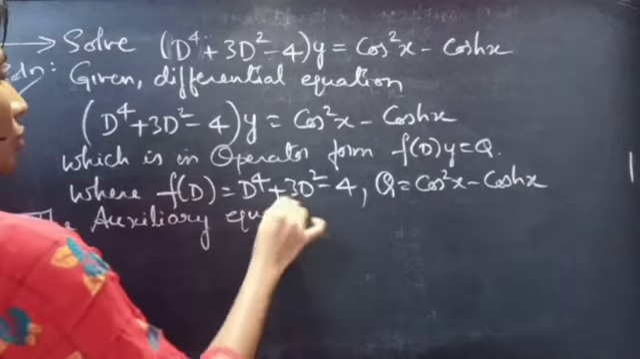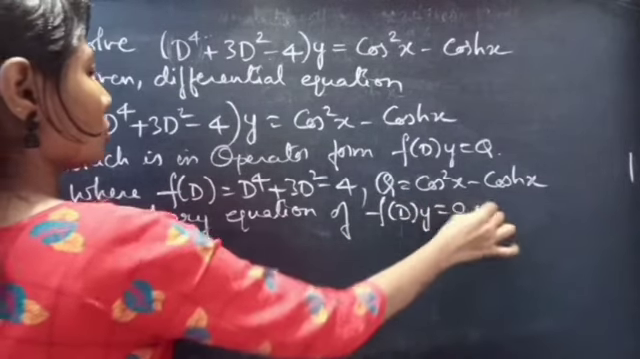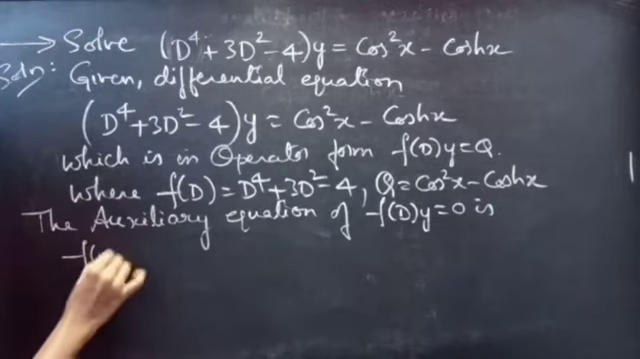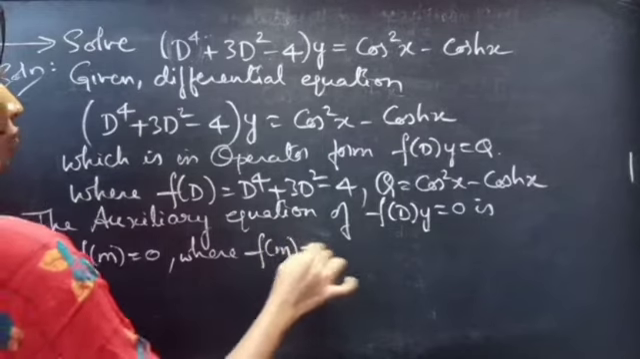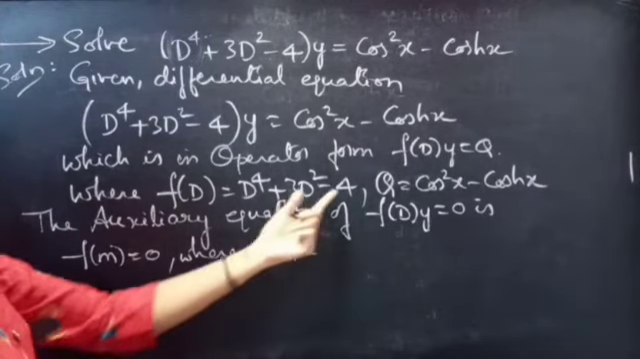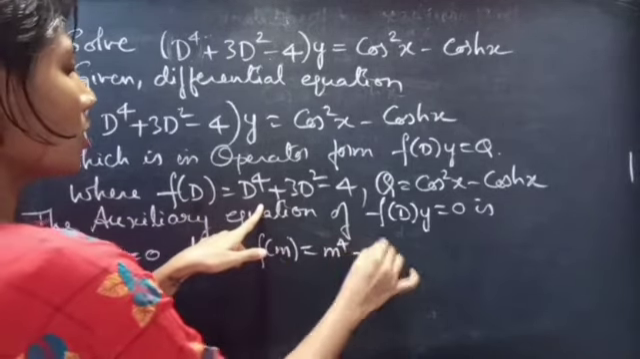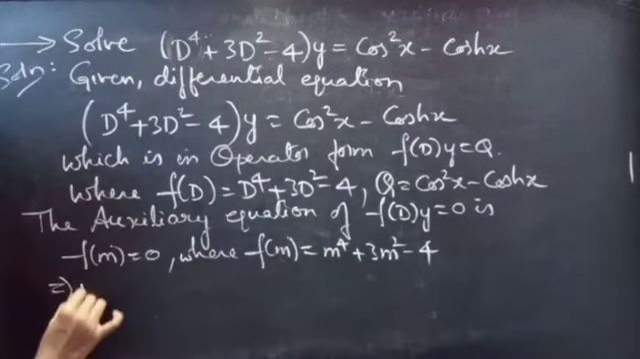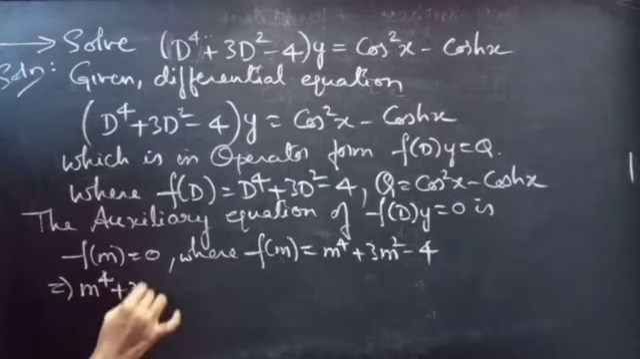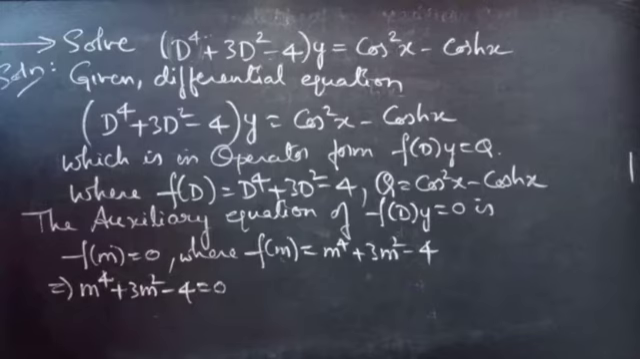The auxiliary equation of F(D) y = 0 is F(m) = 0, where F(D) = D^4 + 3D^2 - 4, right? Let's replace the differential operator by m so that we get F(m) = m^4 + 3m^2 - 4. Then our auxiliary equation becomes m^4 + 3m^2 - 4 = 0. Now let's use synthetic division to find roots of this equation.